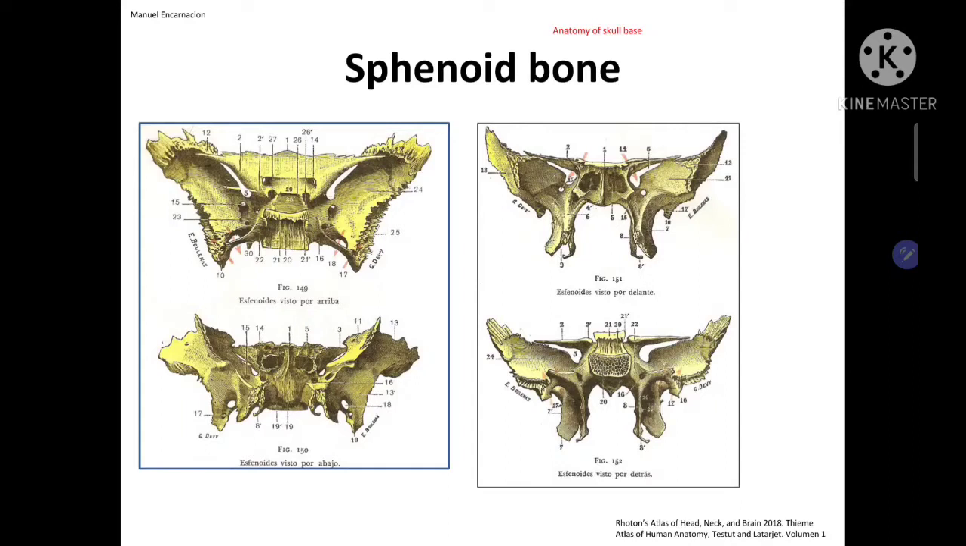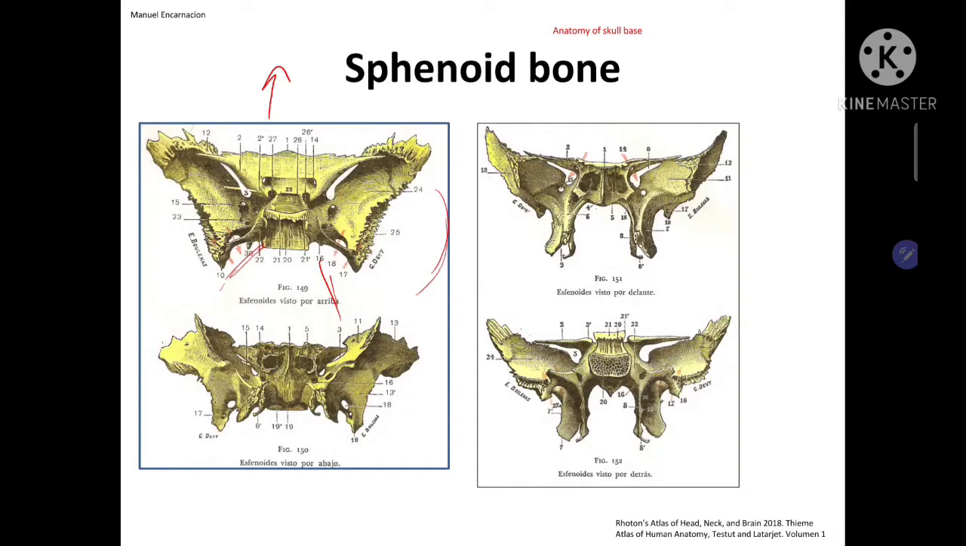It's located between the ethmoid bone and the frontal bone. Those two bones are anterior, okay? Anterior to the sphenoid, we have the ethmoid bone and the frontal bone. The occipital bone we're going to find posteriorly, and the temporal bone we're going to find posterolaterally, okay?